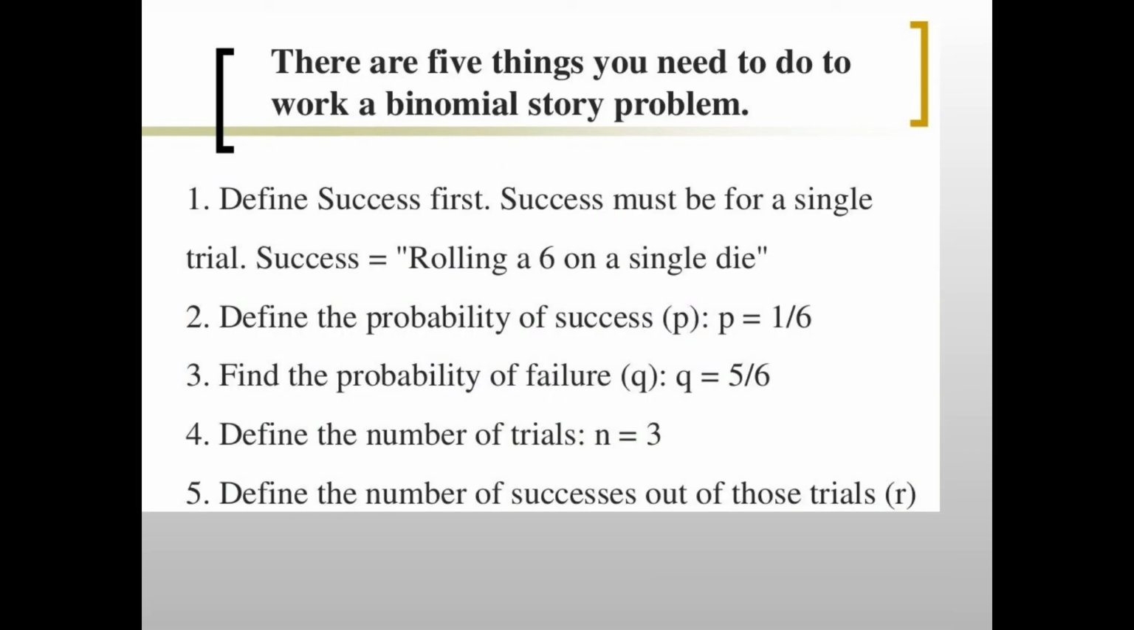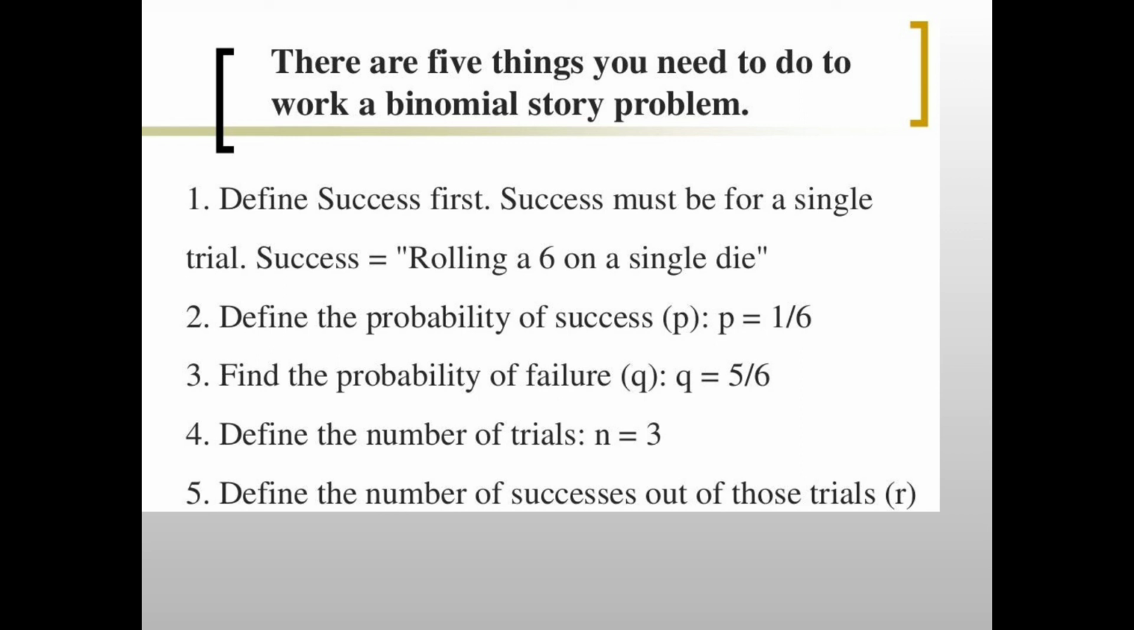There are 5 things you need to do to work out a binomial story problem. First, define success. Success must be for a single trial. Success is equal to rolling a 6 on a single die. The probability of success is equal to 1 by 6. The probability of failure is equal to 5 by 6. Define the number of trials, n is equal to 3.